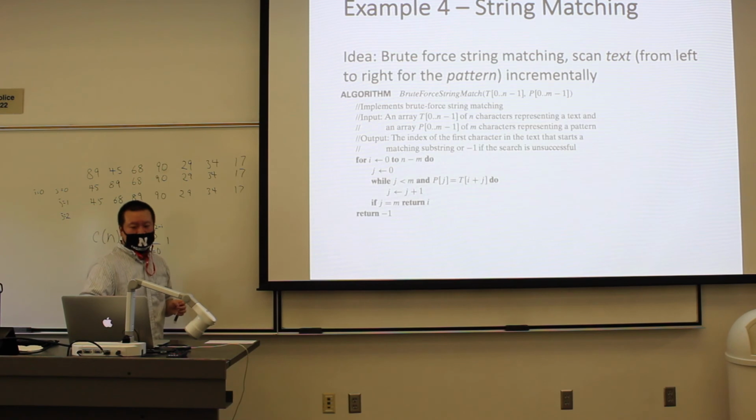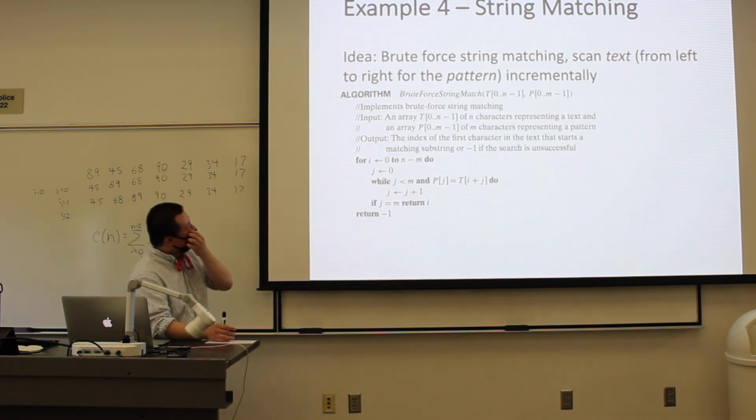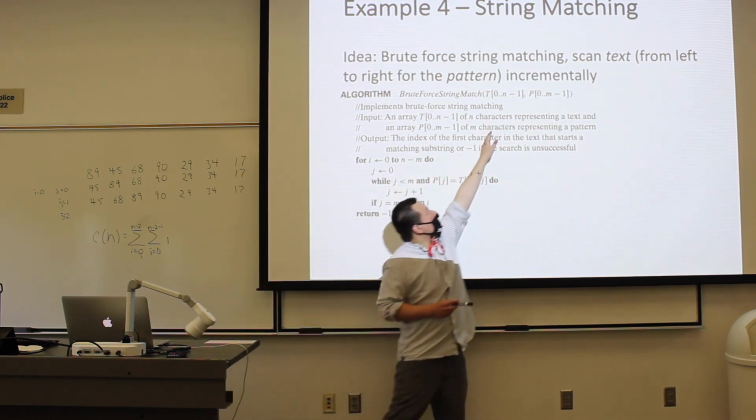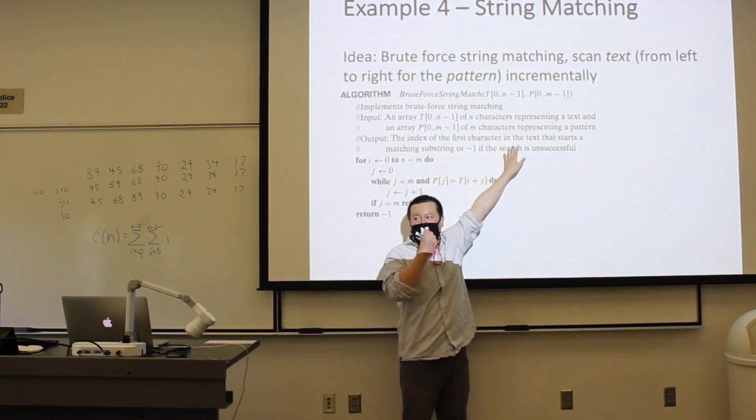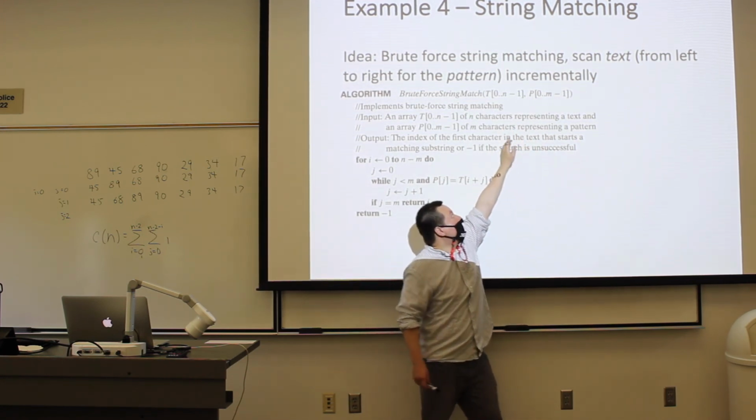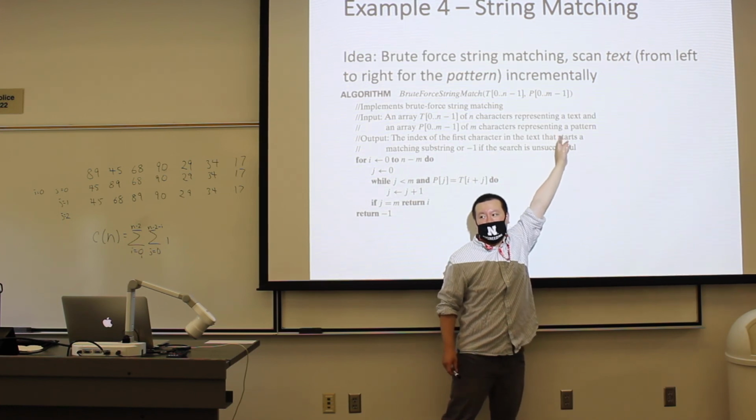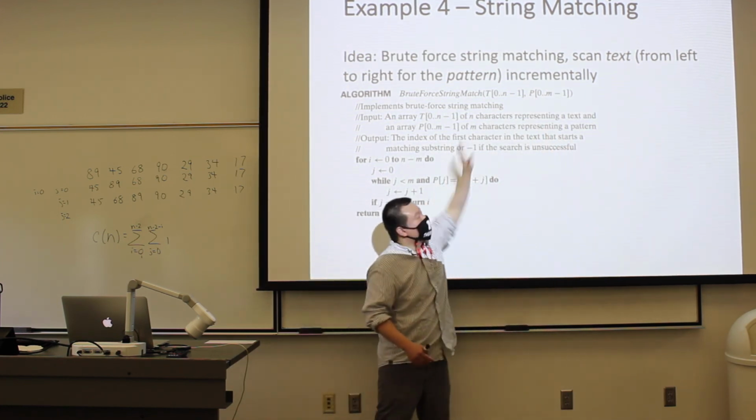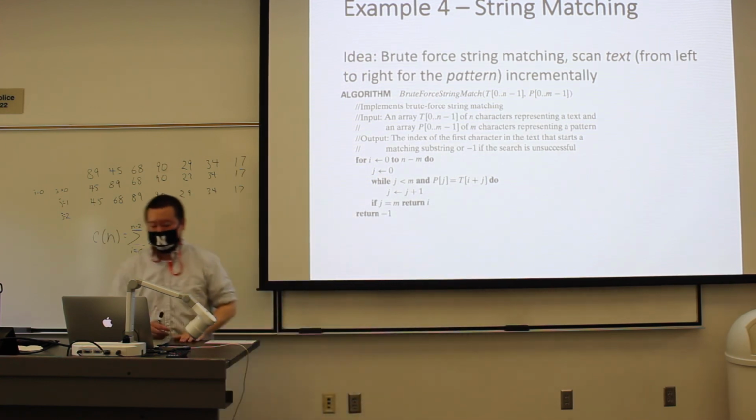Here's an algorithm the book gave. Again, it's exactly what I described. Essentially, what's going to happen is that you have two inputs. One input of size n, the text, and the other input is what you're trying to match, of size m.